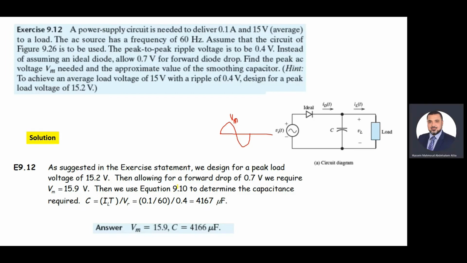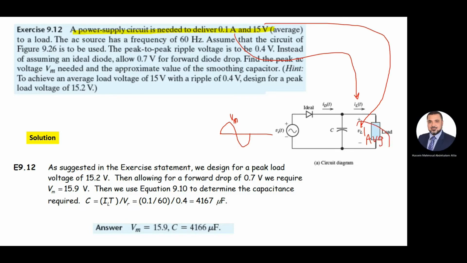Here, I believe this is easy for you to read. Here it says that a power supply is needed to deliver 0.1 ampere and 15 volt. What is the 0.1 ampere? 0.1 ampere is the current here in the load. This is the current IL. And the 15 volt is the V load average, which means the load voltage average. V load average is 15. And IL is 0.1 ampere.